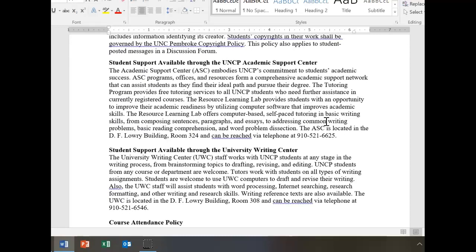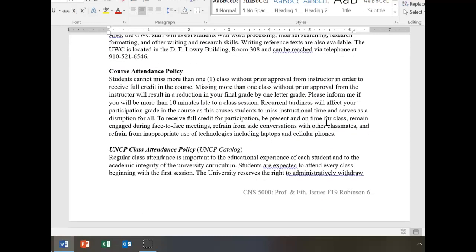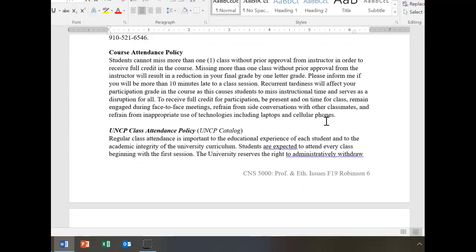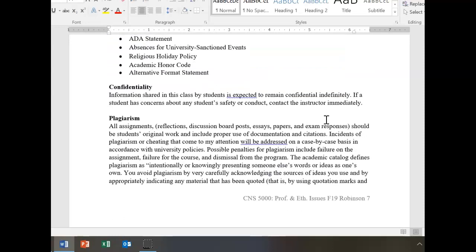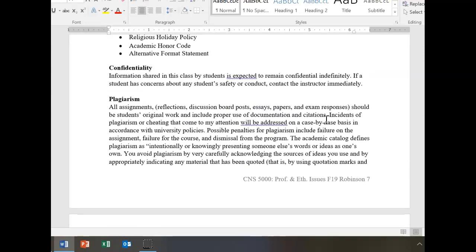Let's kind of keep going. Class attendance. You cannot miss more than one class without receiving a lower grade. So don't miss classes. Confidentiality. Anything that is shared in this course stays in this course. Start treating the information that we discuss in class as you would the information that your clients give you. This is just good practice to have.